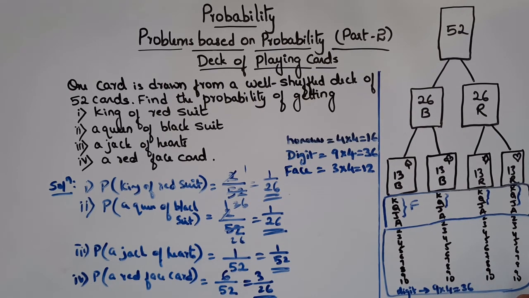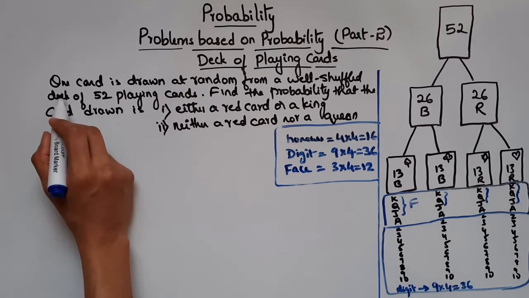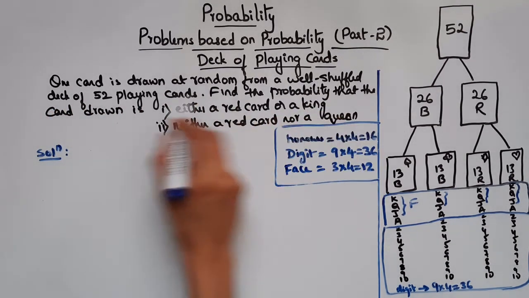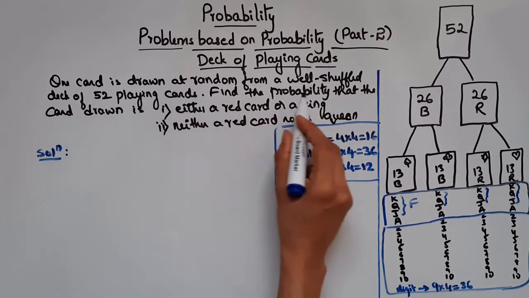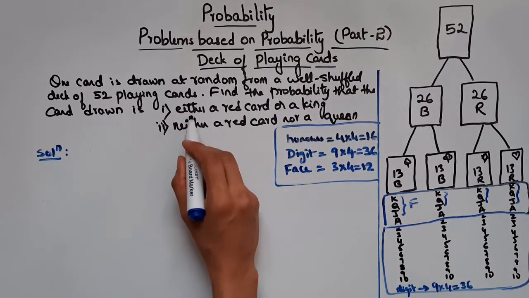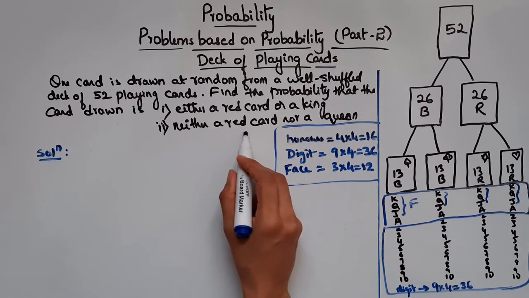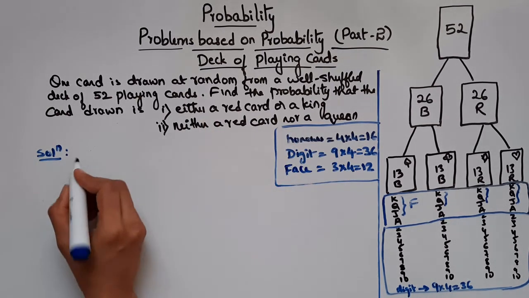Now let's see one more example. But before that, pause the video and note this down. Now let's see this example. Here it says one card is drawn at random from a well shuffled deck of 52 playing cards. Find the probability that the card drawn is either a red card or a king. And next we have neither a red card nor a queen. So first let's see the first one.